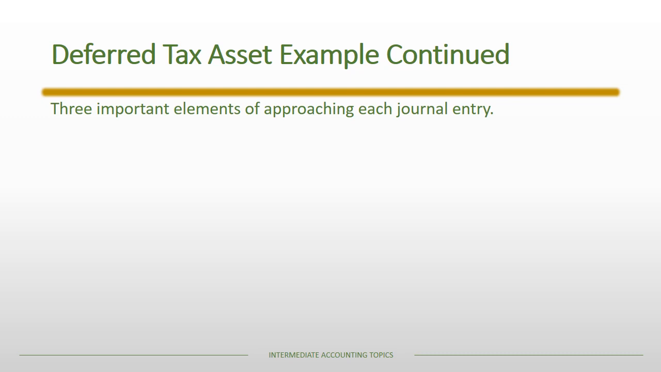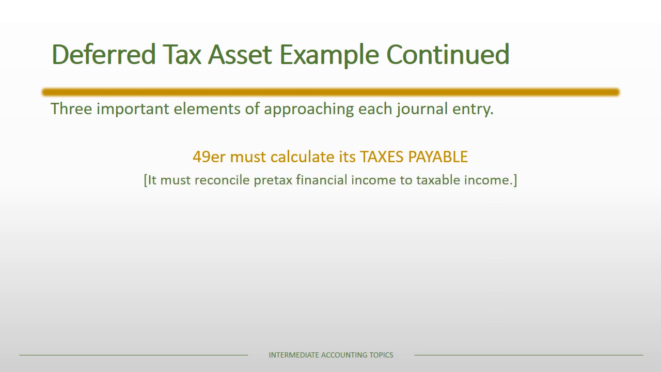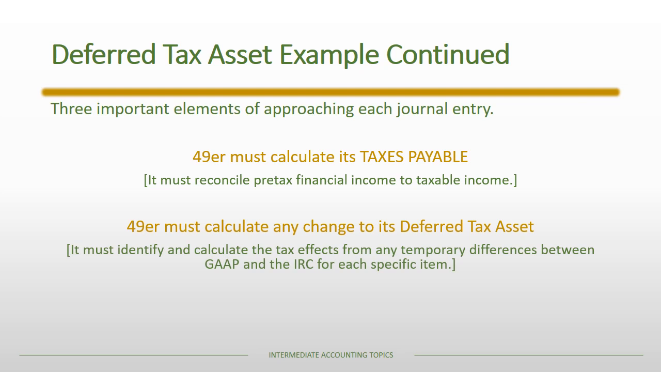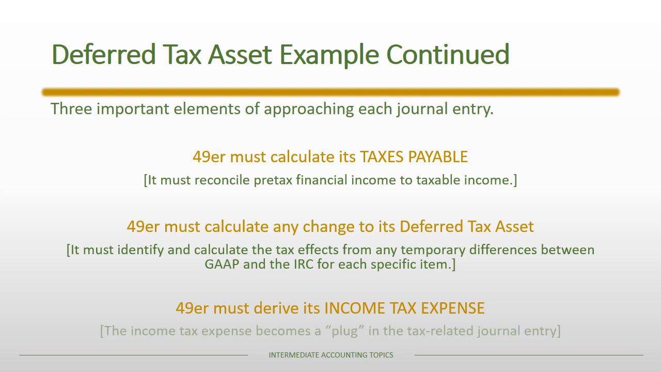Again, three important elements whenever you're approaching a journal entry. First of all, you have to calculate your taxes payable, reconciling pre-tax financial income to taxable income. The second thing is you have to calculate any change to the deferred tax asset. Again, you have to identify and calculate the tax effect from any temporary difference between GAAP and the Internal Revenue Code. In this case, it's going to be those magazine subscriptions that were paid in 1 year for deliveries that won't happen until the next year. And then finally, you derive your income tax expense as a plug in the journal entry. Again, for simple examples, this might be a little tedious, but for more complex examples, it makes a lot more sense.